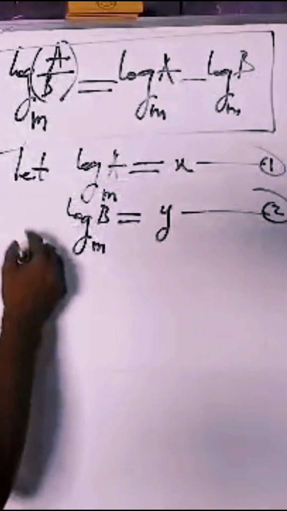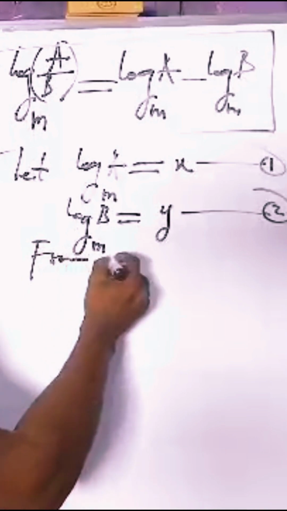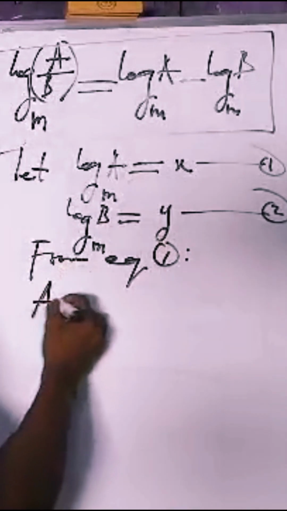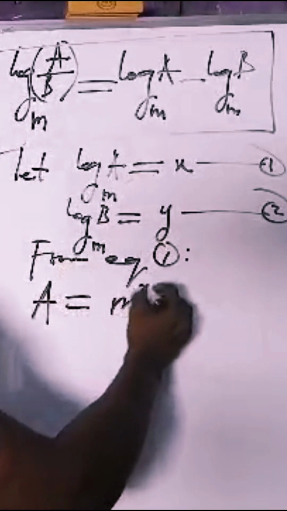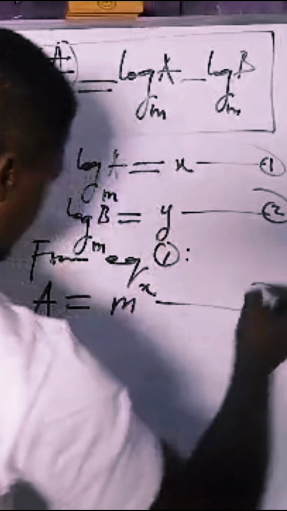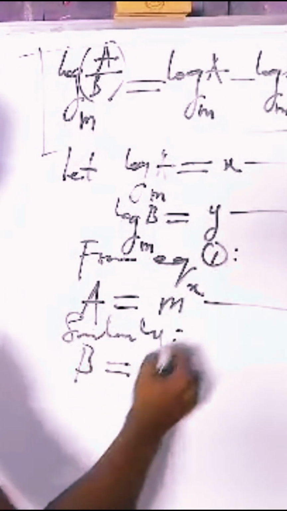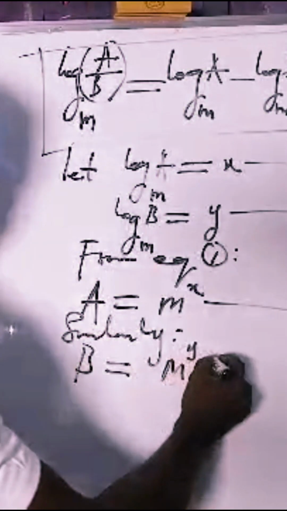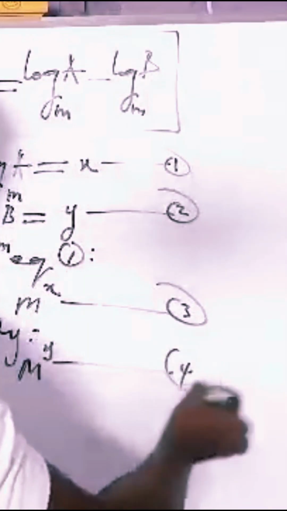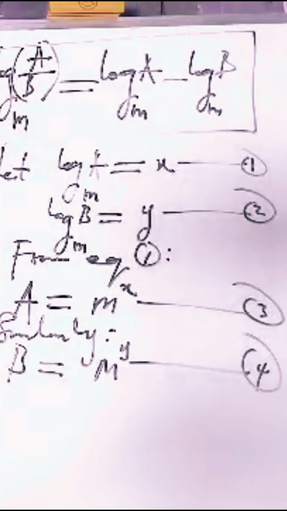So, from equation number 1, we have a is equal to m raised by x. I will call this equation number 3. Similarly, from equation 2, we can say b is equal to m raised by y. And we call this equation number 4. Having done that, the next line of action is to see to the division of equation 3 by equation 4.